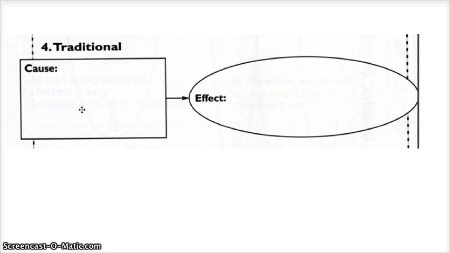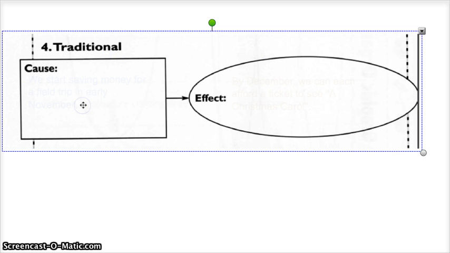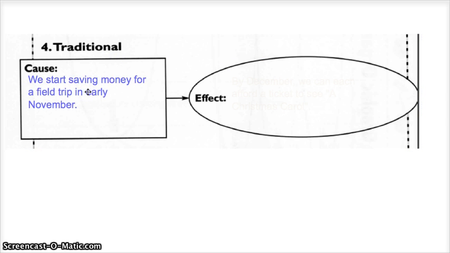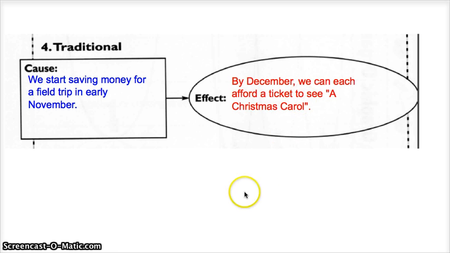The first organizer we're going to look at is the traditional organizer. This is where one cause leads to a particular effect. For example, if we start saving money for a field trip in early November, then by December, we can each afford a ticket to see A Christmas Carol. You can see that this cause led to that effect. This is a traditional organizer because it's one cause and one effect listed.